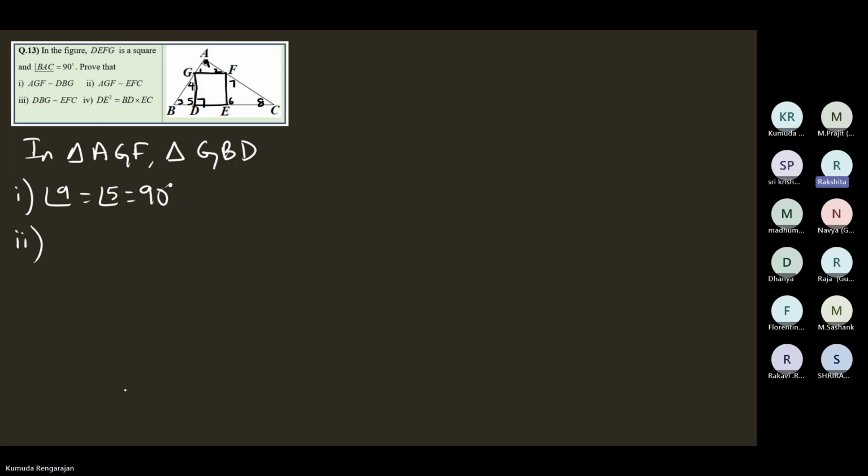Angle 1 is equal to? Angle 3. Angle 1 is equal to angle 3. Why? Ma'am, since DEFG is a square, GF is parallel to DE. So corresponding angles. GF is parallel to BC. Correct. GF is parallel to BC, which is the transversal? GD. GD is the transversal?